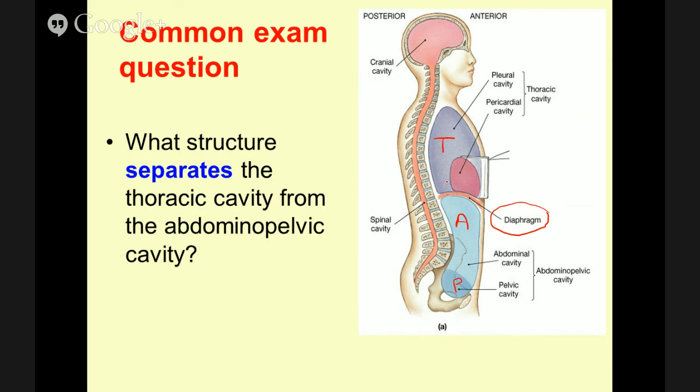Here you can also see that little cavity for the heart, pericardial, around the heart. Here's the cavity for the lungs, pleural, two lungs, pleural cavity. So you can see that inside there too. There are more pictures of this in your textbook from lots of different angles, and that'll help you to study. So the answer to our question, what structure separates the thoracic cavity from the abdominopelvic cavity? The answer is diaphragm.